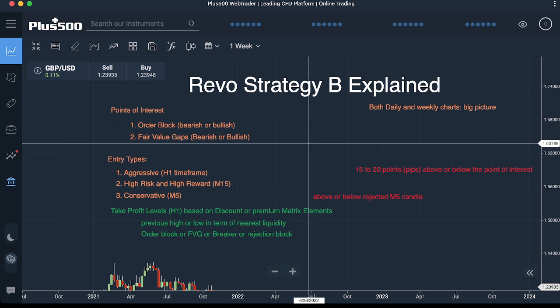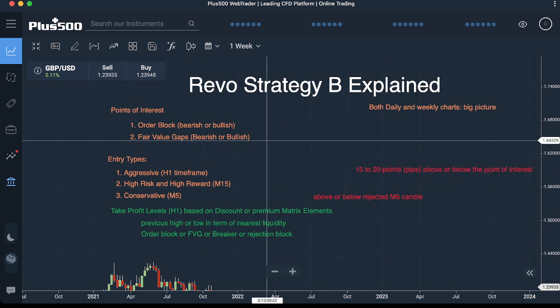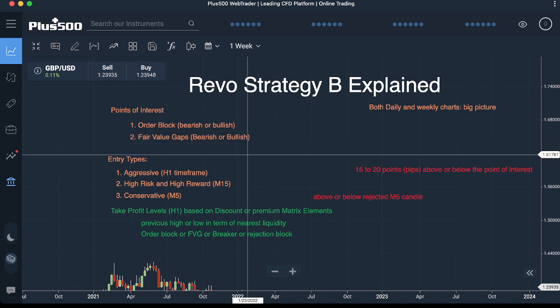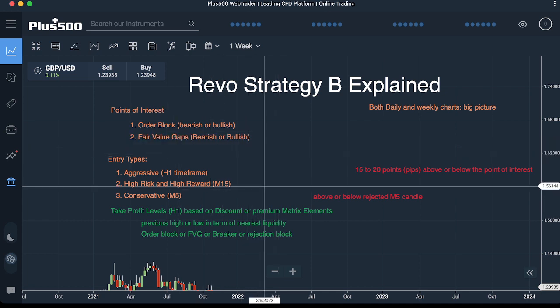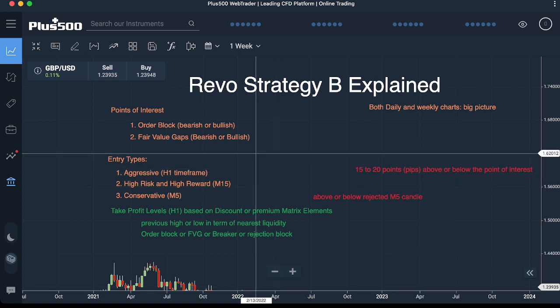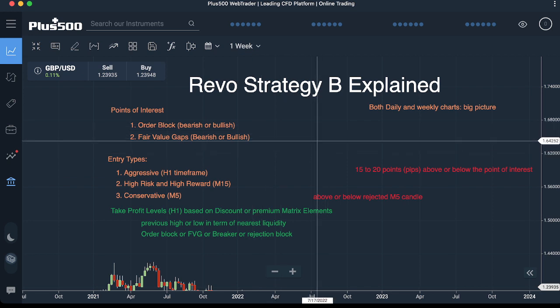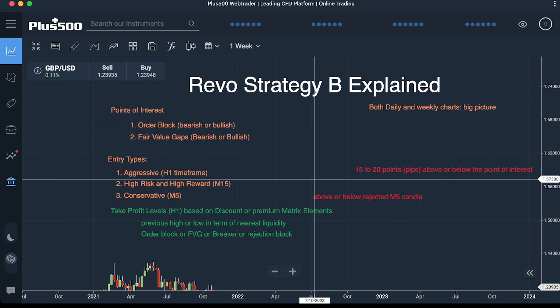And also the third entry type is going to be based on the 5-minute chart, and that is the conservative one, as we are looking for our setup in the 5-minute chart, approaching that point of interest. We will wait for complete rejection, as I call it, displacement to the downside or upside, including a fair value gap, and then pulling back into that fair value gap and sell or buy into that.